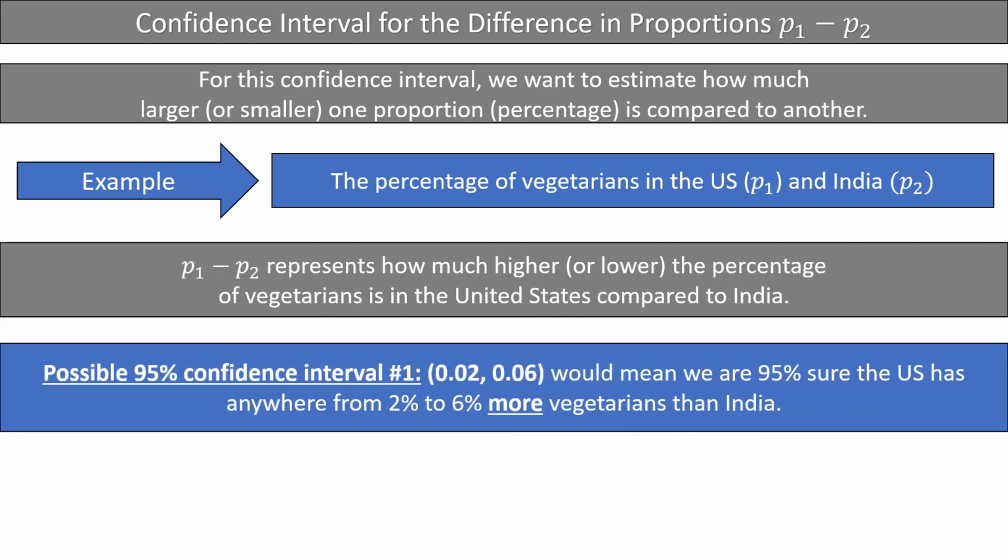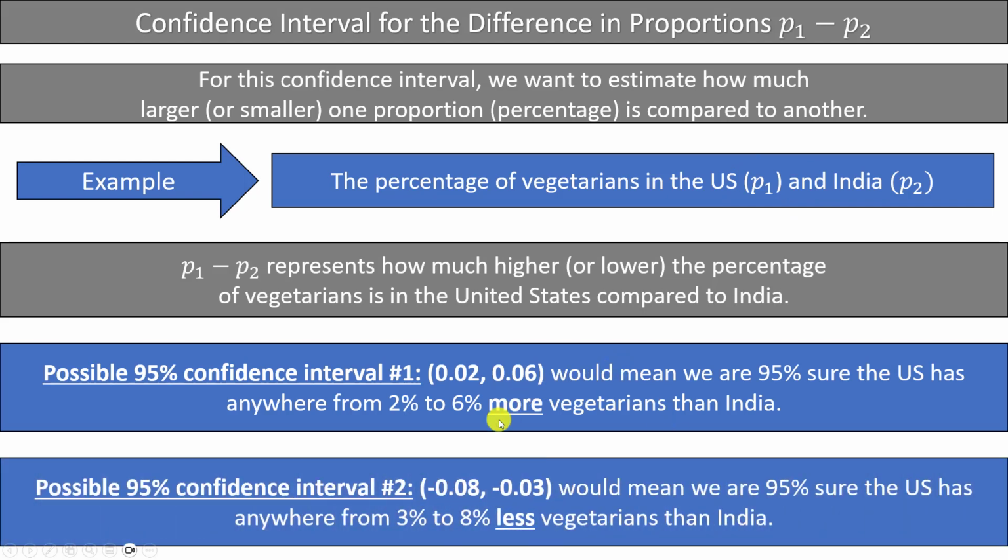Here's one example of a possible 95% confidence interval, which might range from 0.02 to 0.06. This would mean that we are 95% sure that the United States has anywhere from 2% to 6% more vegetarians than India. Since we have positive numbers, we use the word more to represent that the first population is seeming to be larger than the second in terms of this proportion.